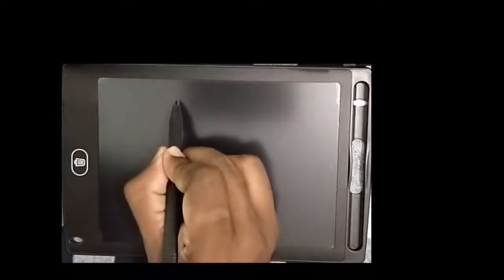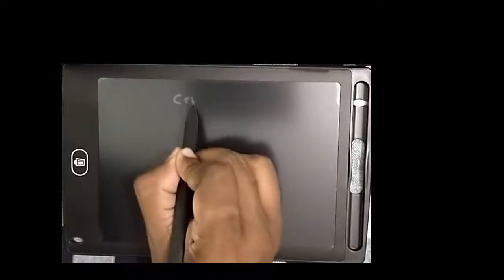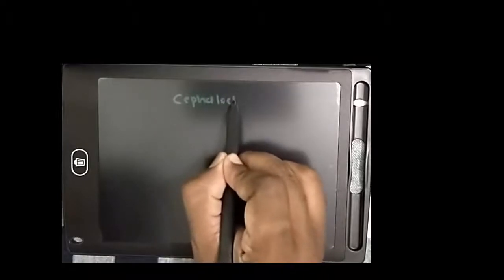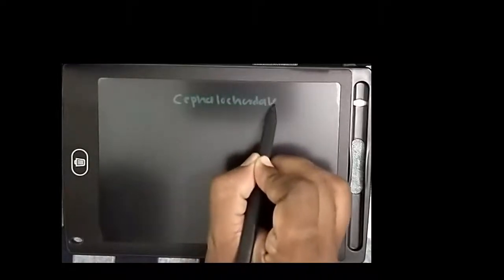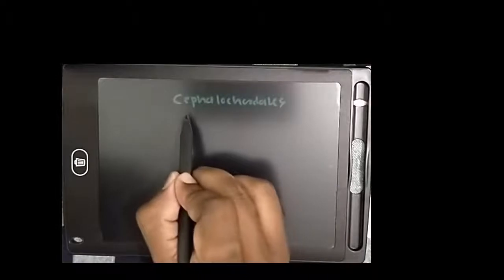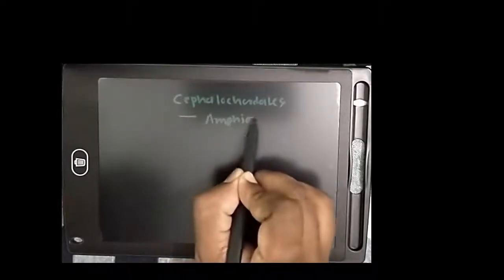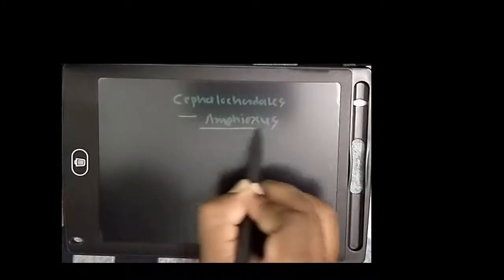The form of the brain is different in different vertebrates according to the habit and behavior of the animal. So let us start with two groups of animals. One is the cephalochordate. See, a well-known example of this cephalochordate is Amphioxus.